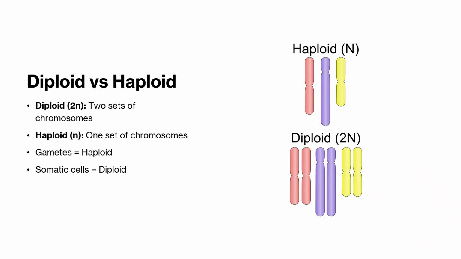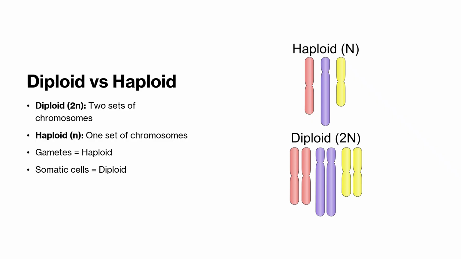Before we dive into meiosis, it's essential to learn the difference between diploid and haploid cells. Diploid cells contain two sets of chromosomes, one from each parent, while haploid cells contain only one set. Gametes are always haploid, so that fertilization restores the diploid state.